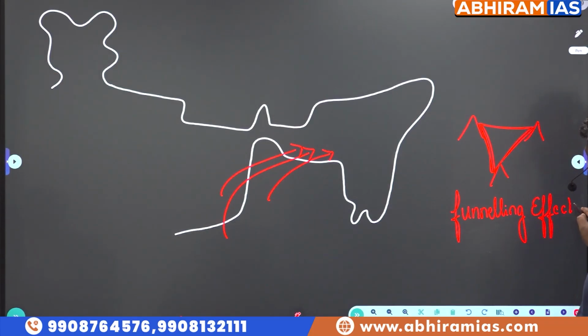Funneling effect. Names are important. Okay, you write below. BOB enters into Meghalaya and gives heavy rainfall due to funneling effect.